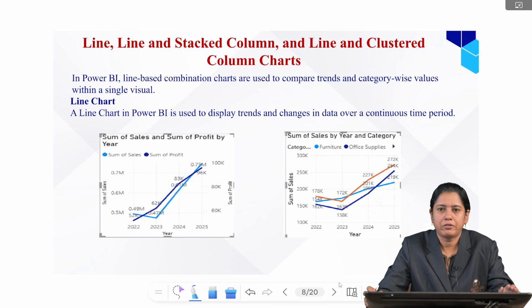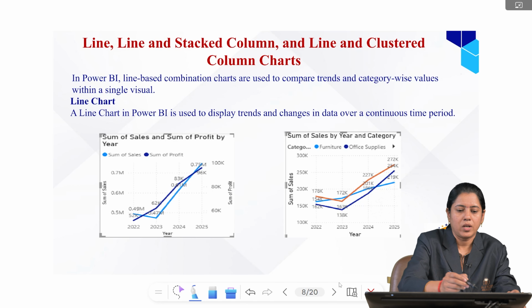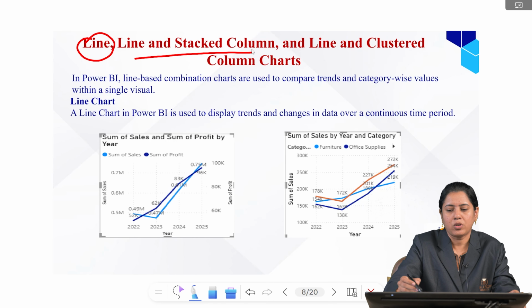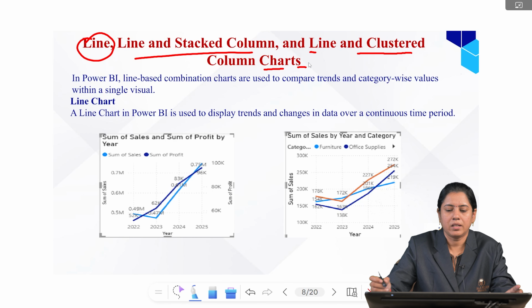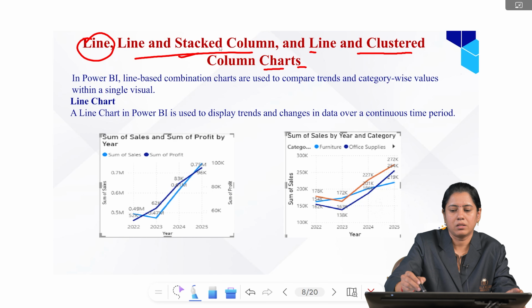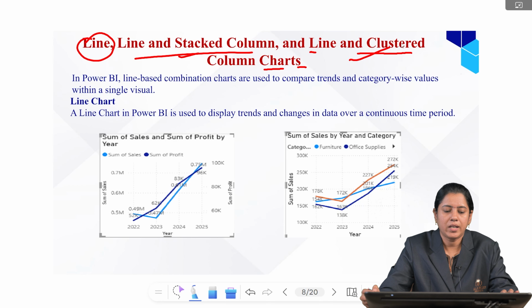The next set of charts available in Power BI are the line and stacked column chart, and the line and clustered column chart. The line chart is simple, but the line and stacked column chart and the line and clustered column chart are combined charts, where we show two or three charts together. So, coming to the line chart.